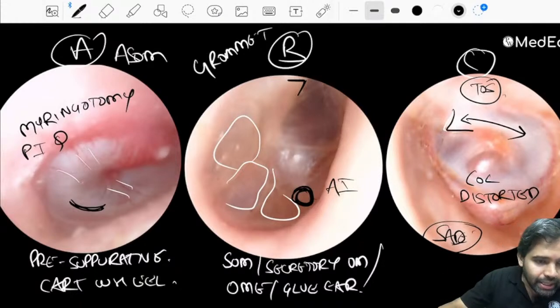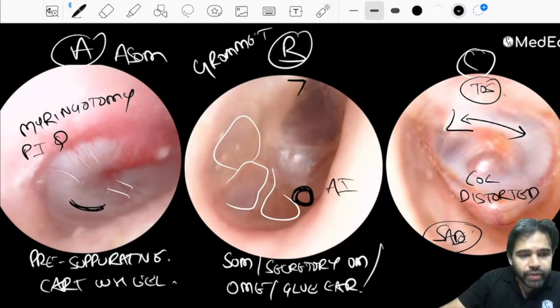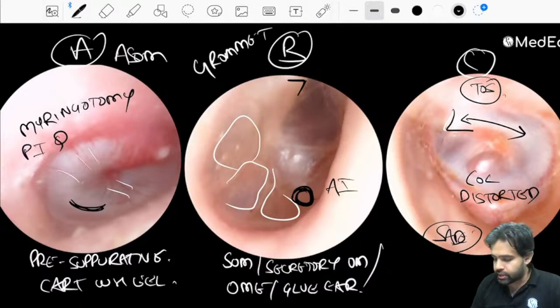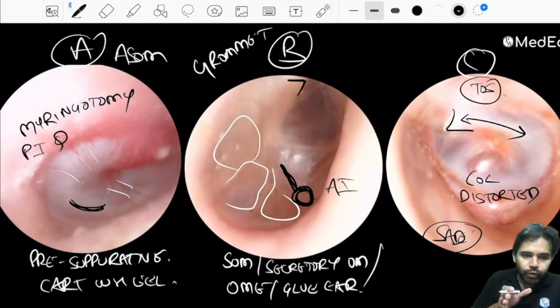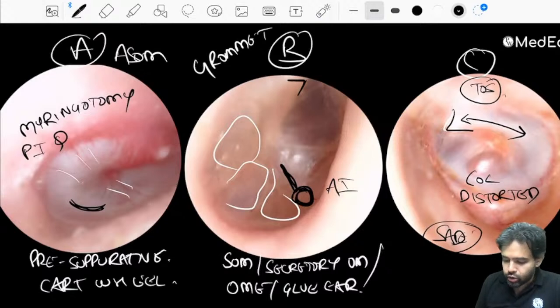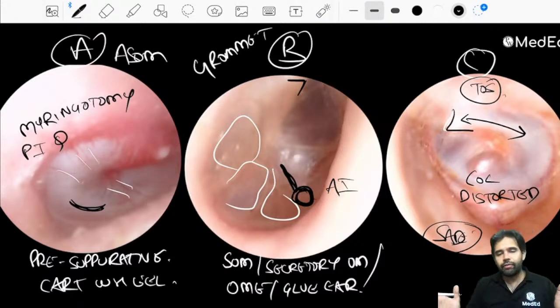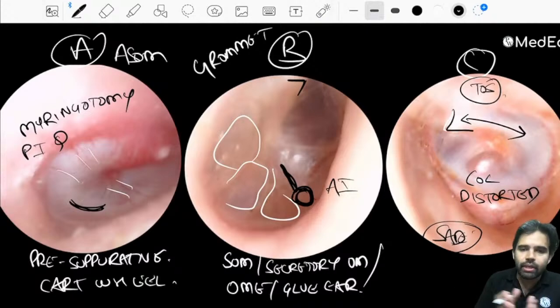So grommet versus radial incision, indications. Archit, in ASOM we will not do a grommet; in serous otitis media we will make an incision which is radial, because you want to put in the grommet, whereas in myringotomy you will make a curvilinear incision in the posterior inferior quadrant. So that is the difference, and a lot of questions come around this aspect.